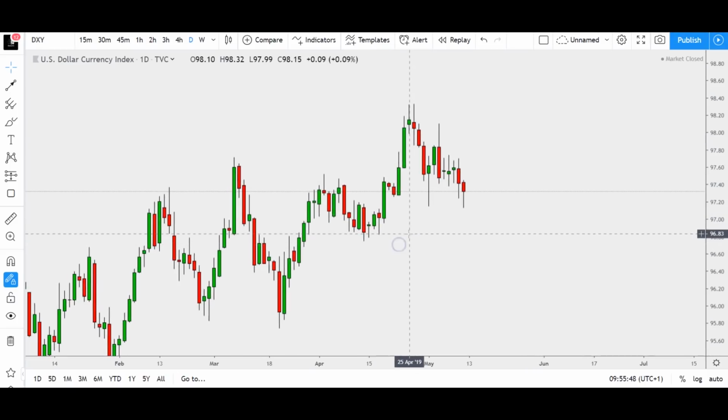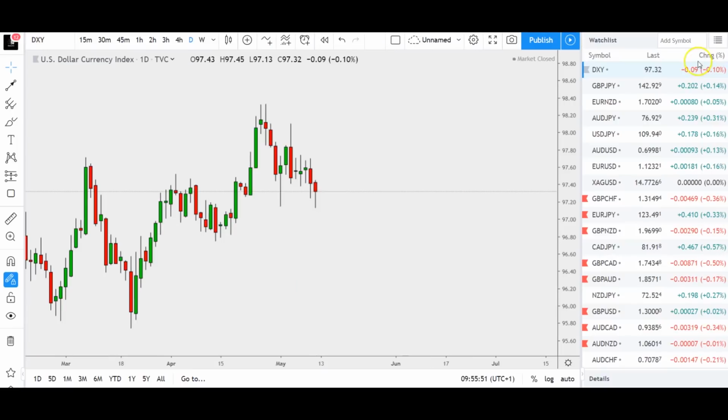So today I'm just going to give you a quick rundown of the pairs that we're going to be looking over. We're going to be looking over the dollar index, pound JPY, euro New Zealand dollar, Aussie dollar JPY, USD JPY, Aussie dollar USD, euro USD, and silver. Something a little bit different this week.